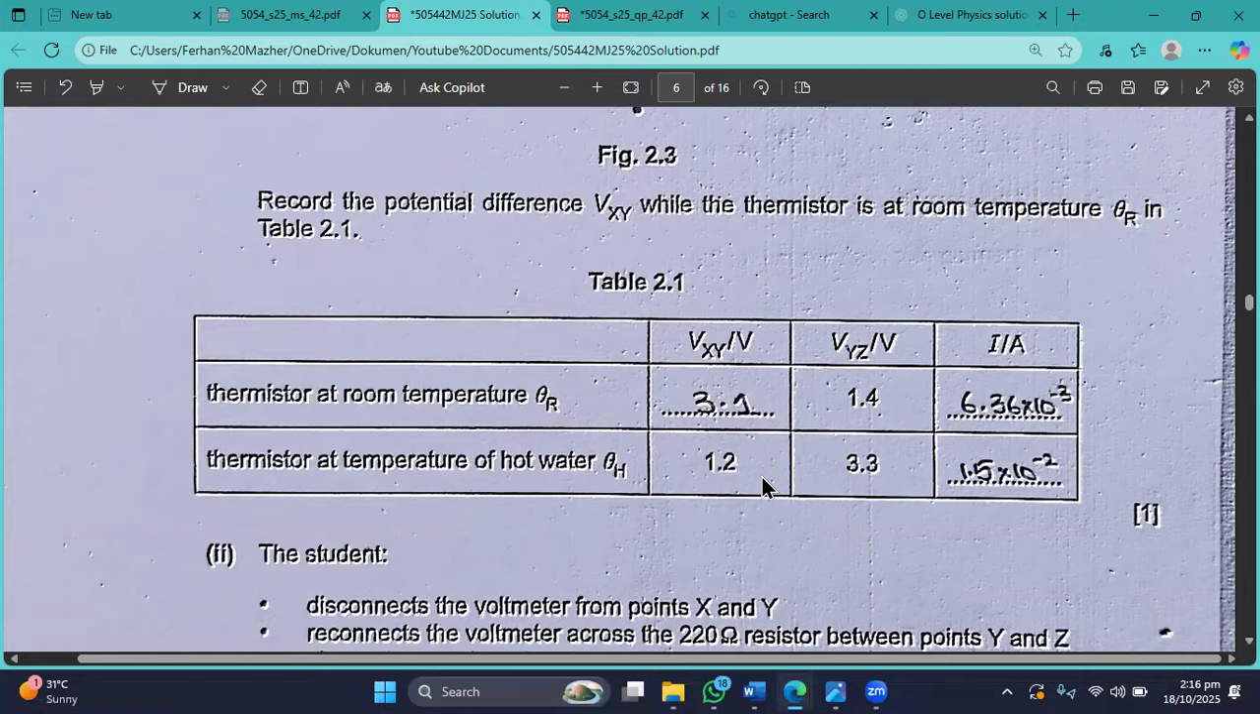The reason is very simple. It's a negative temperature coefficient thermistor, which is in our syllabus, and that means that when the temperature of the thermistor increases, its resistance decreases. When the temperature of the thermistor increases, its resistance decreases. That's why the voltage drop across it has decreased. So this is their question.